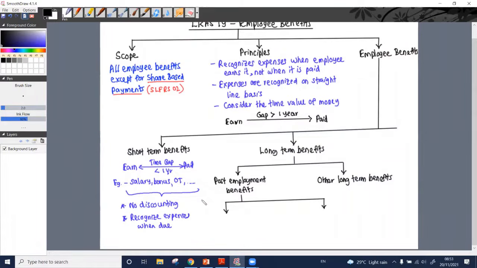One we call defined contribution plans. Defined contribution plans. One of the examples.